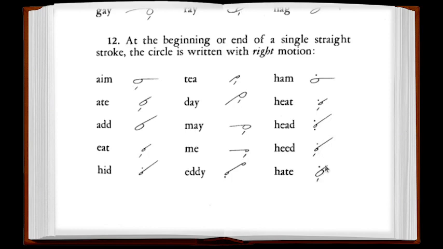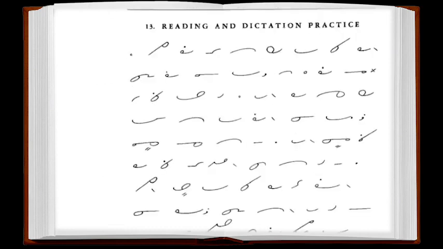hate. Now notice there are marks on the bottom of many of these so that you don't get confused, and to clarify. For example, the words head and heed are the same strokes. However, the E sound in heed is a long E sound, and in head, it's a short E sound. Now, here is a reading exercise.